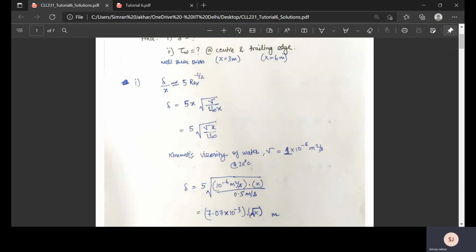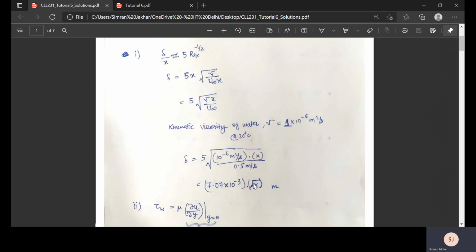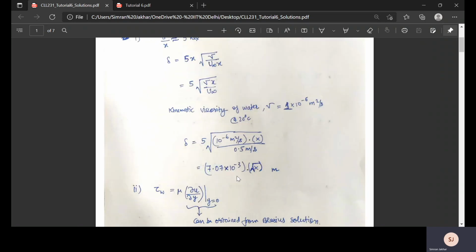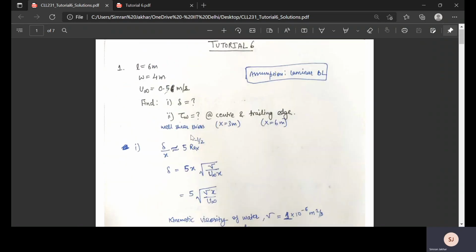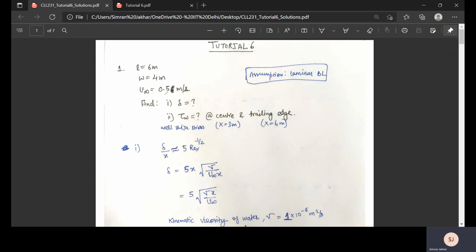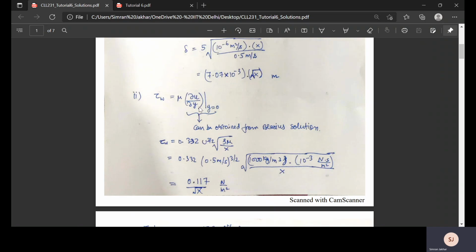We know that the kinematic viscosity of water, we can take it to be 10 raised to power minus 6 meter square per second. And we can find the formula for delta in terms of x. The second part of the problem is we have to find out the wall shear stress at two different locations.